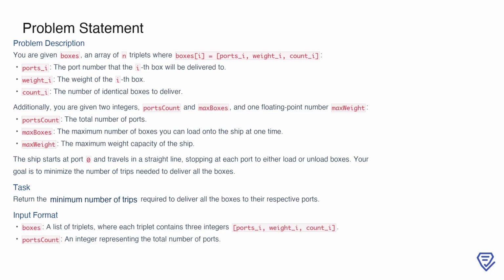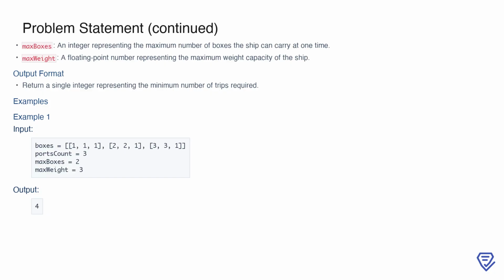The ship begins its journey at port 0 and travels in a straight line, stopping at each port to load or unload boxes. The ultimate goal is to determine the minimum number of trips required to deliver all the boxes to their respective ports efficiently. Now, focusing on the output requirements, the solution should return an integer representing the minimum number of trips needed to deliver all the boxes. To clarify this further, let's examine an example.